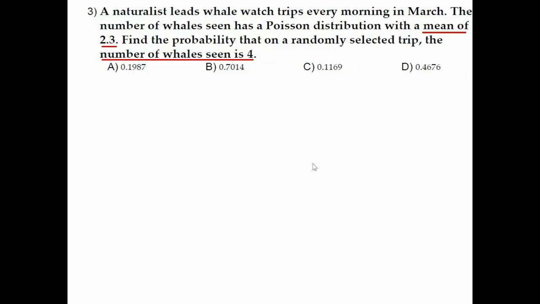All right, so we have a word problem. A naturalist leads whale watching trips every morning in March. The number of whales seen has a Poisson distribution with a mean of 2.3. Find the probability on a randomly selected trip. Notice the time change, right? He's given the mean per trip. He wants to know something about a particular trip. The time interval has not changed. Find the probability on a selected trip the number of whales seen is equal to 4.